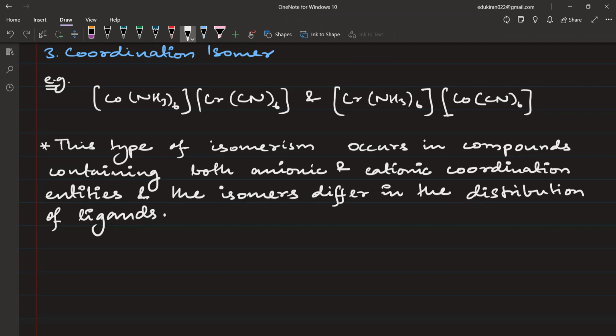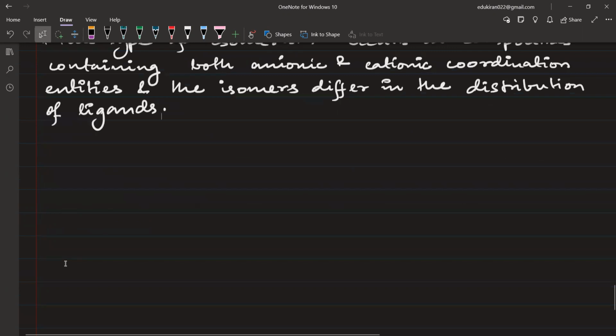पहले में जो ligand NH3 था, that is with cobalt. In the next case, it is with chromium. That is the only difference. Right. The fourth one, linkage isomer.